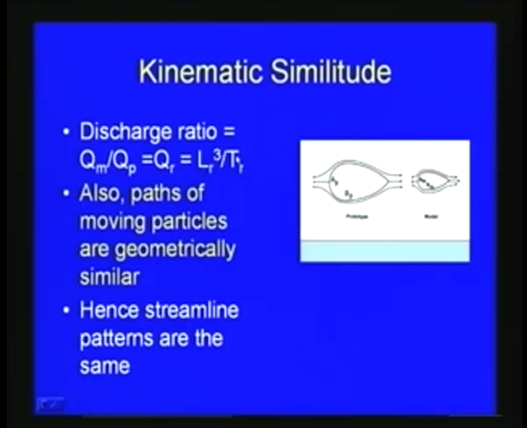So Lr cube by Tr. Now when we deal with kinematic similitude, you can see that the paths of moving particles are geometrically similar. Hence the streamline patterns are the same. You can see here the prototype and its model, and the streamlines. So the streamline patterns should also be the same.